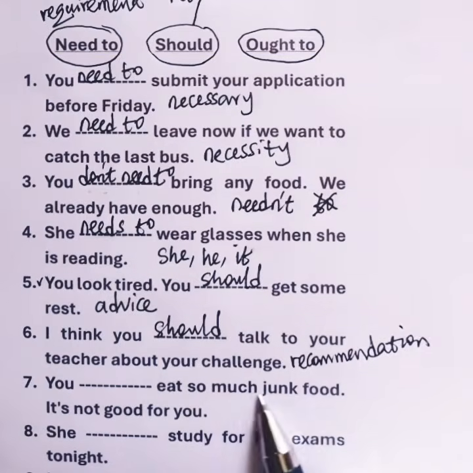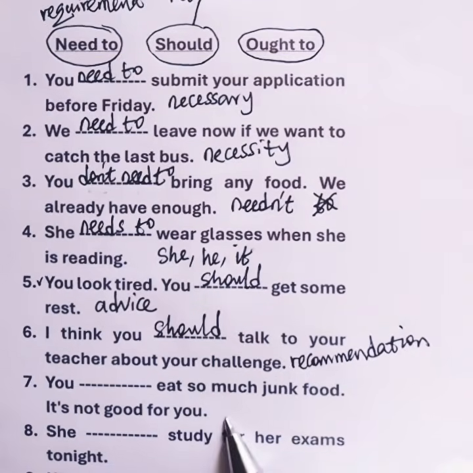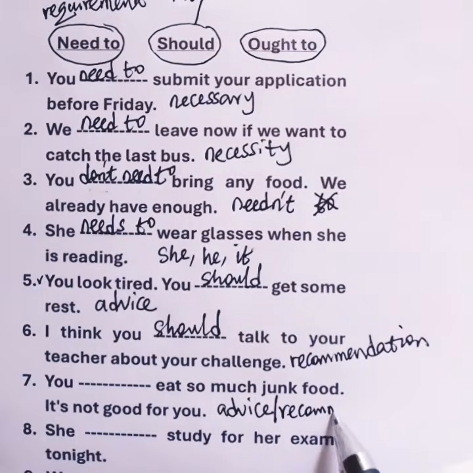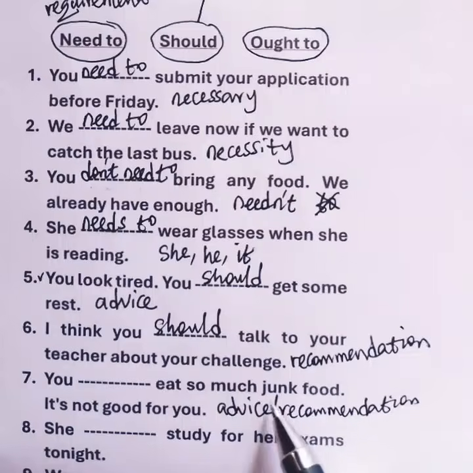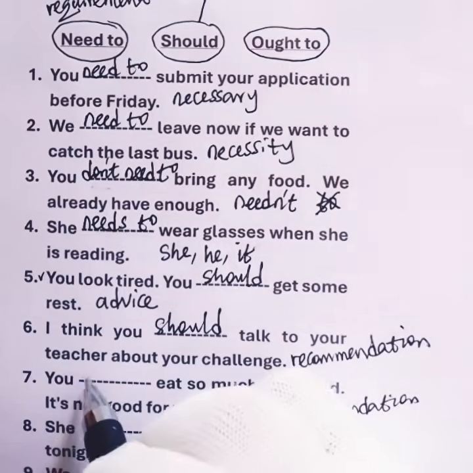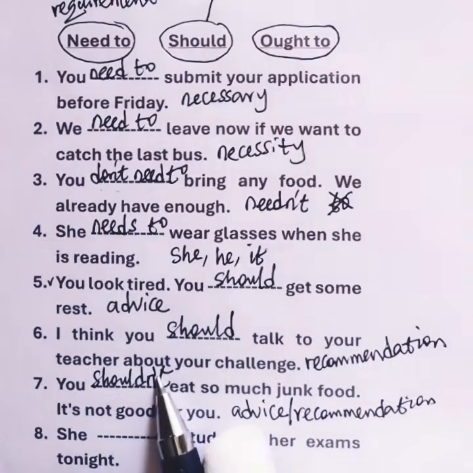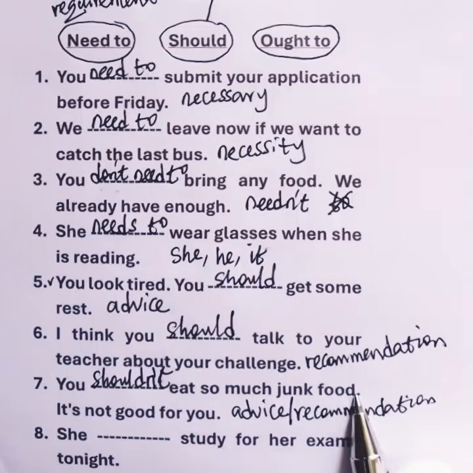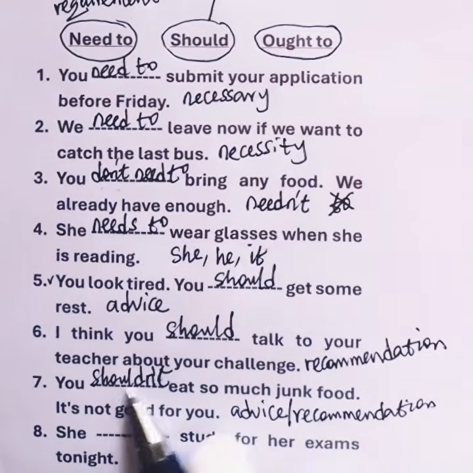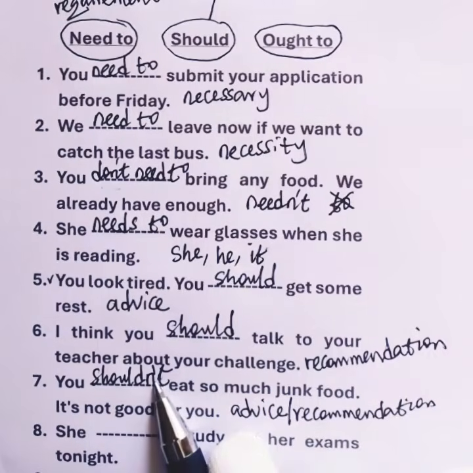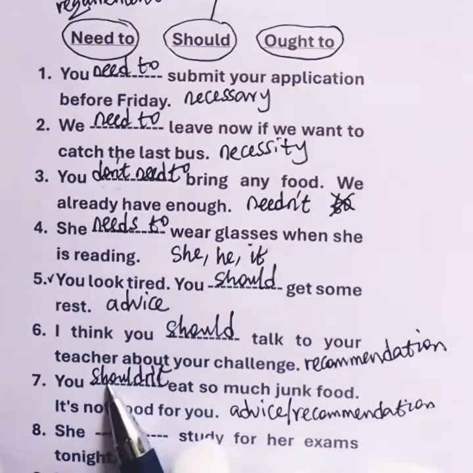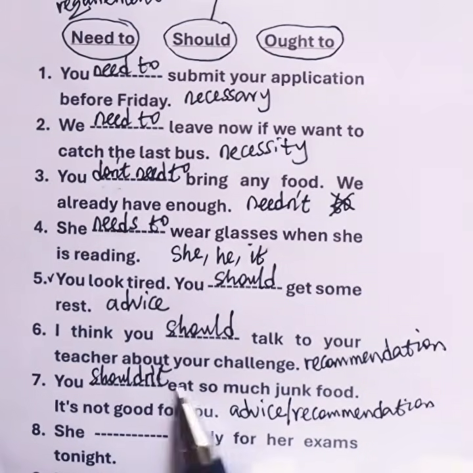Next, you blank eat so much junk food, it's not good for you. This is a piece of advice, or we can say that it is a recommendation. A recommendation is actually what you think is the right thing to do. This means not, so shouldn't is correct. You shouldn't eat so much junk food. It's not good for you. Note that you can also use the full form of this, not. You can say you should not eat so much junk food. So you can use shouldn't or should not. Both of them are correct.